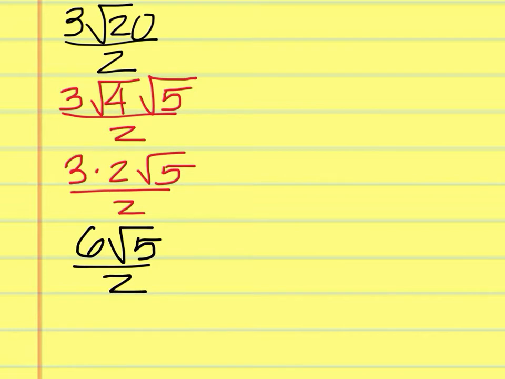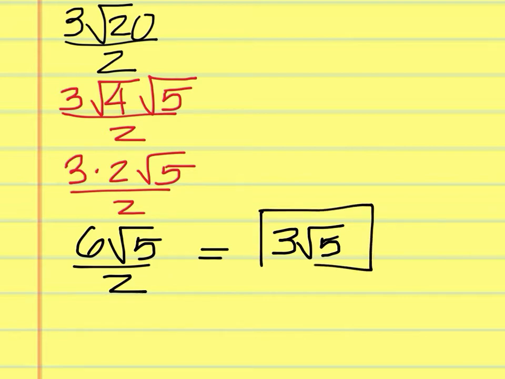What's wrong with this simplified version? 6 over 2. 6 over 2 can be simplified to what? 3. So 3 square root of 5 is it. That is your final answer. Do not leave anything unreduced. So you can reduce that.